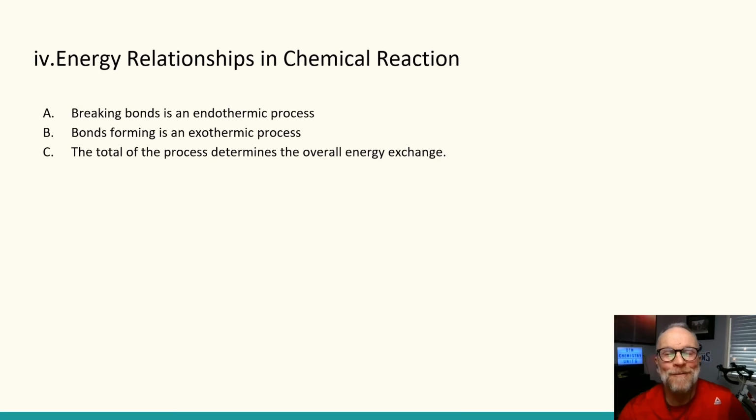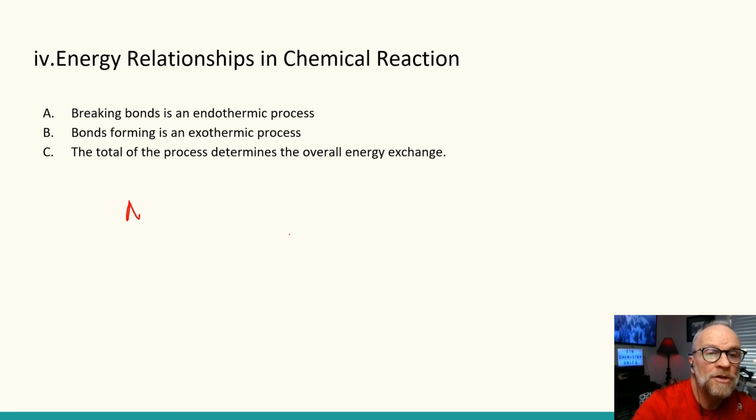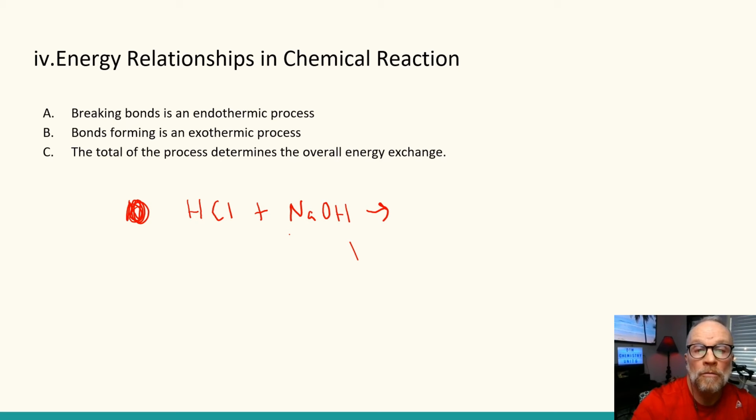Okay, well, first we're going to talk about energy relationships in chemical reactions. So let's talk about those, and we'll do an example as well. It says breaking bonds is an endothermic process. Bonds forming is exothermic. The overall process determines the overall exchange. All right, so let's do an example of this. Let's use an acid-base reaction: hydrochloric acid plus sodium hydroxide. And the products here will be sodium chloride plus HOH, or water, right?